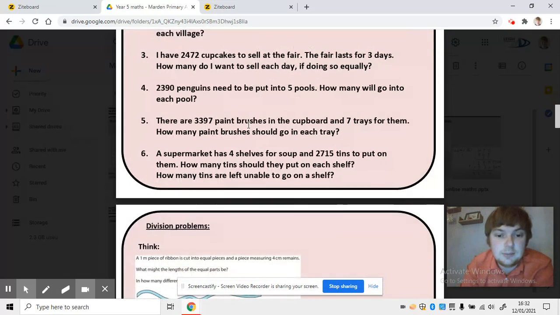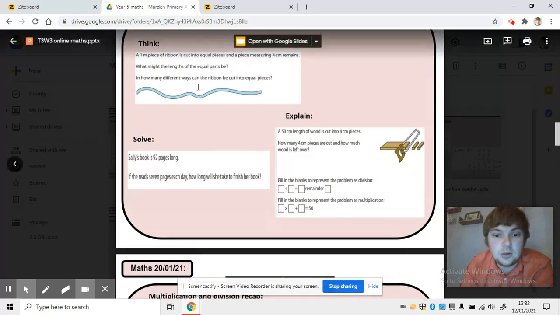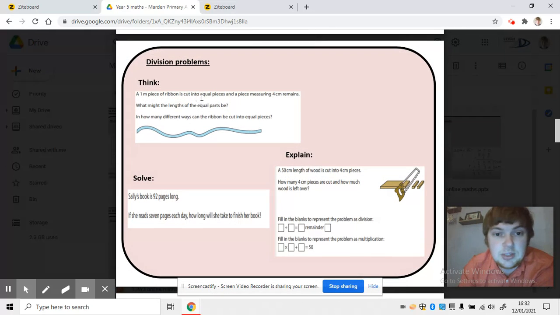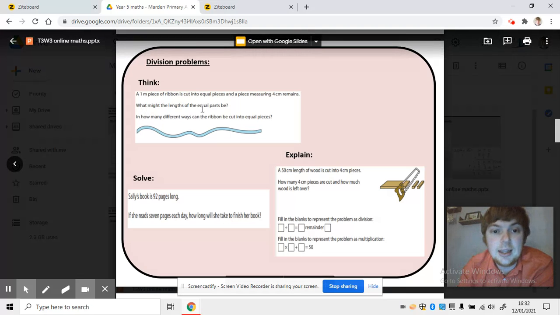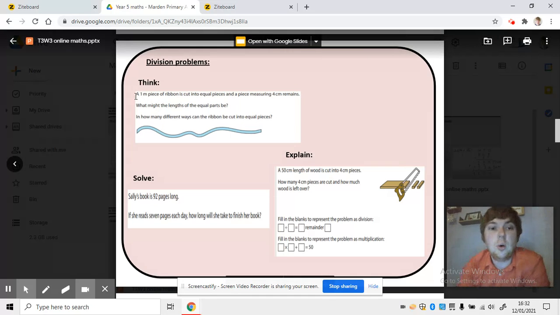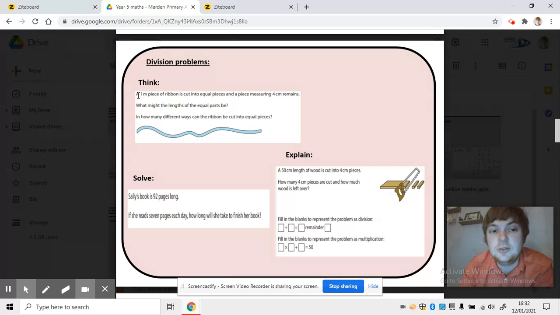And then when you've done that, you have your think, your explain, and your solve for today. So your think is a 1 meter piece of ribbon is cut into equal pieces, and a piece measuring 4 centimeters remains. So you could call that the remainder. So what might the lengths of the equal parts be? How many different ways can that ribbon be cut up? So if it's 1 meter, you've got a 4 centimeter remainder. My hint to you before you do anything else is, what is 1 meter in centimeters?